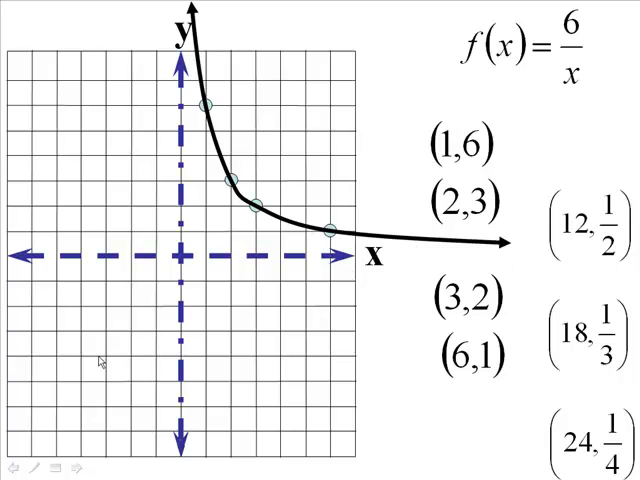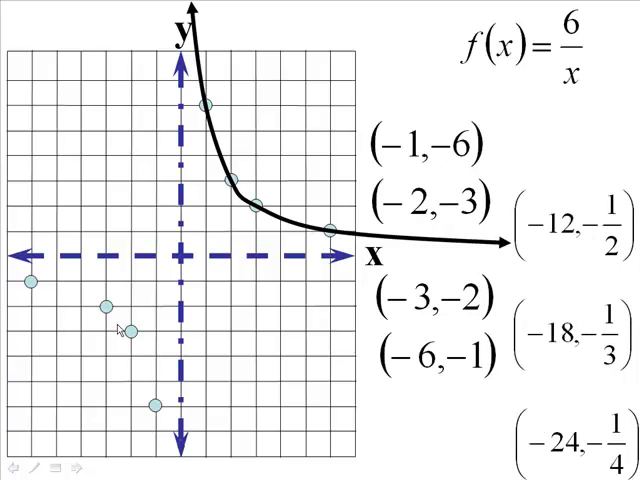And then we have a mirror image over here, because if x is -1, you have -6. If it's -2, -3, -3, -2, -6, -1, we'll have the same thing over here, only everything will be negative, and then you'll draw the graph this way.